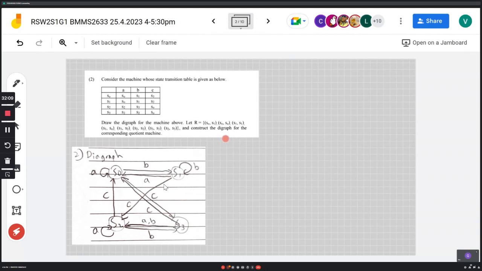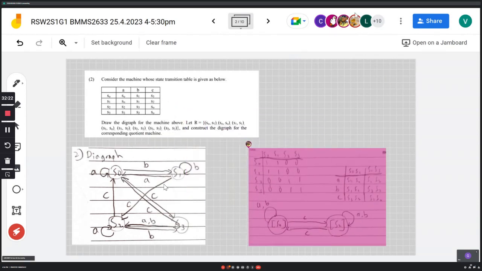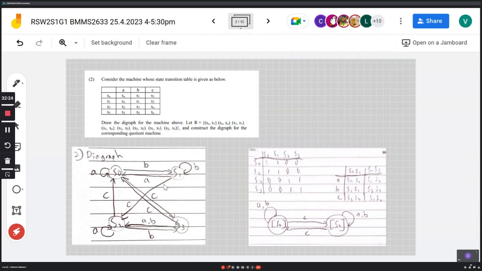Now for question number 2, the question also asks you to draw the diagram and then construct the diagram for the corresponding construction. So the first part is just to draw the diagram, right? This one, the first. So we have S0, S1, S2, and S3 from this table. Okay, then you get this.